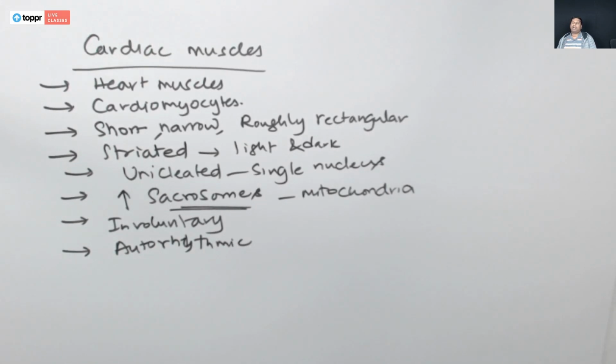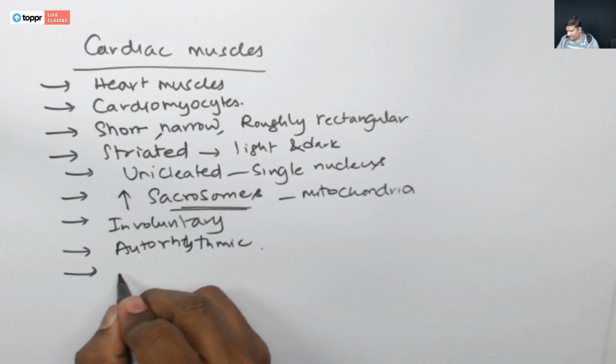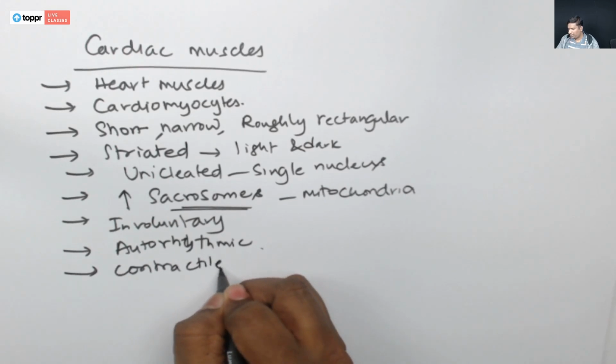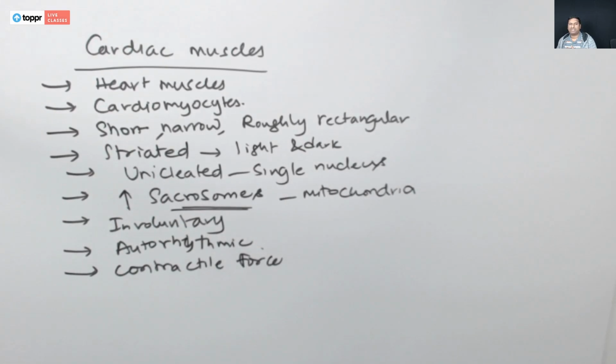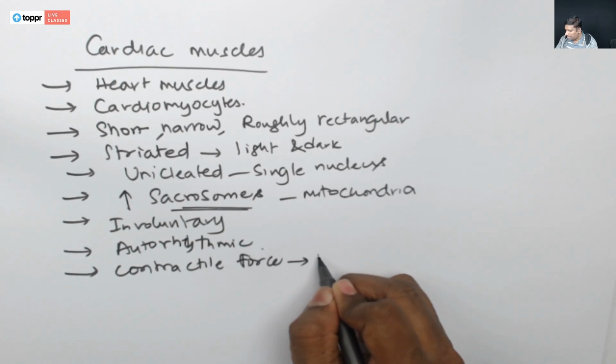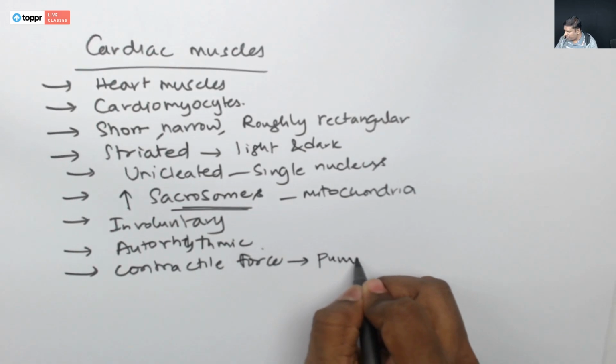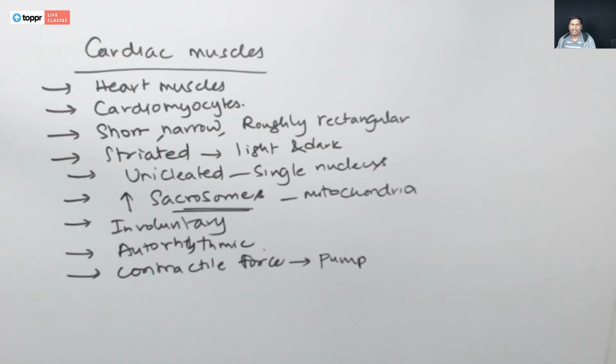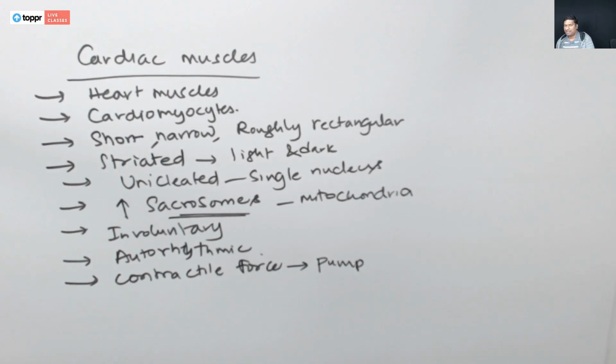One important aspect of cardiac muscles is that these are autorhythmic. They contract and relax, but the signal required for their contractions and relaxations is not coming from elsewhere. The signal is generated within the heart. The contractile force generated by the cardiac muscles is so high that the pressure generated can pump the blood throughout the body. So the heart acts as a pump because of the contractile force of these cardiac muscles.